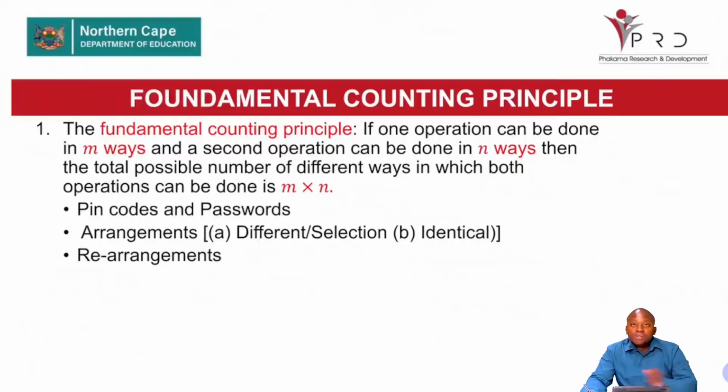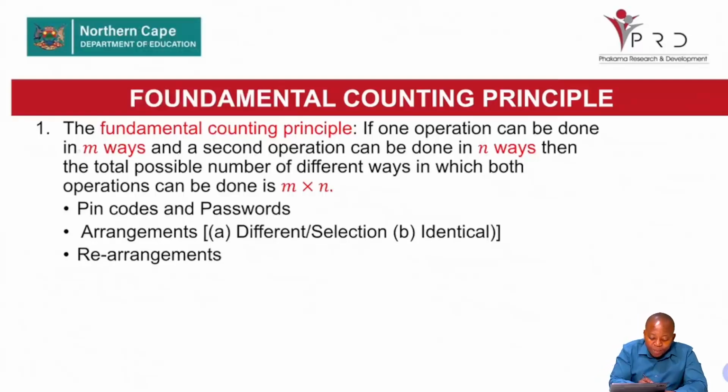Now, let us look at the fundamental counting principle, which is grade 12 probability. This is the part of probability that is introduced in grade 12, unlike what we did in grade 11. The fundamental counting principle says, if one operation can be done in M ways and the second operation can be done in N ways, then the total number of different ways in which both operations can be done is M times N.